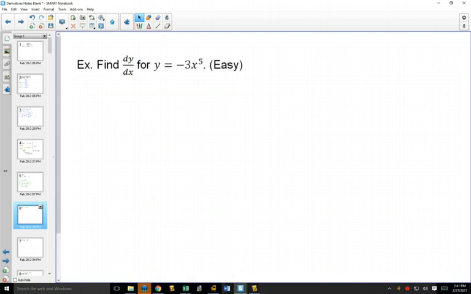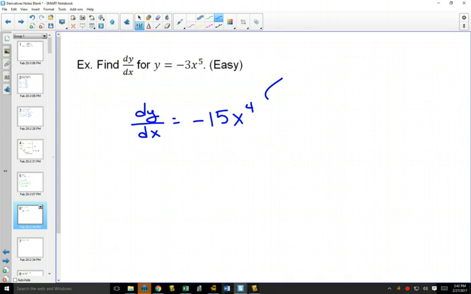How did you do? dy/dx is negative 15x to the 4. Good? Would you rather do that one with the definition of the derivative? If you think about how long that took you, right? What does the definition of the derivative look like?